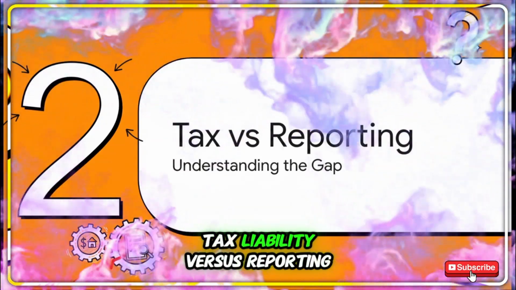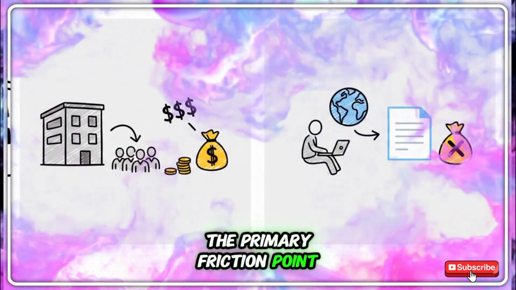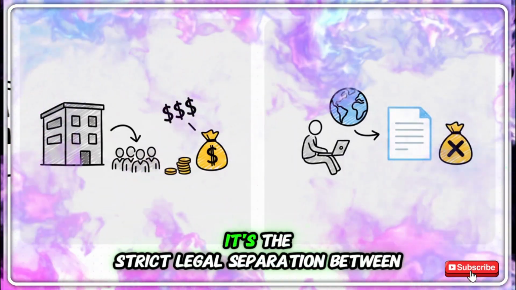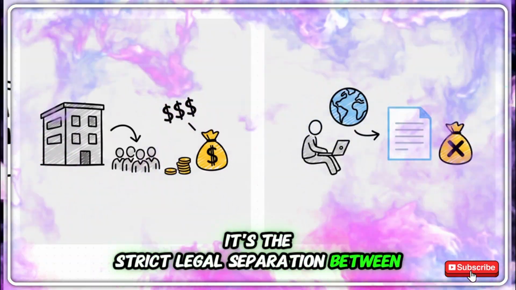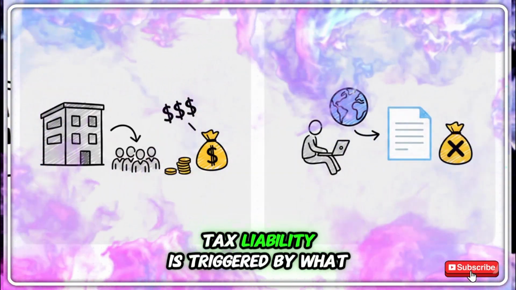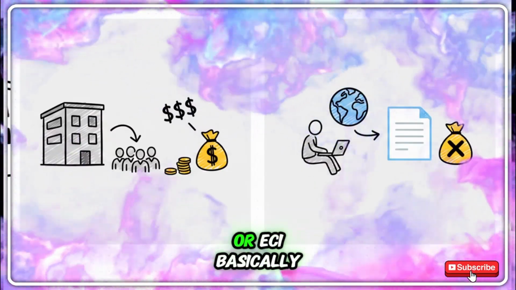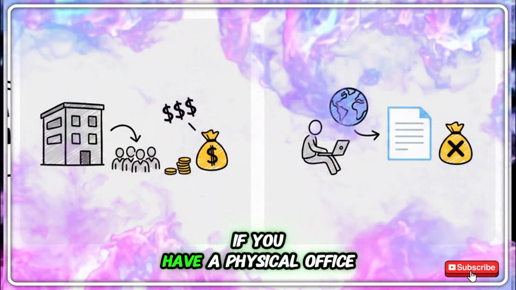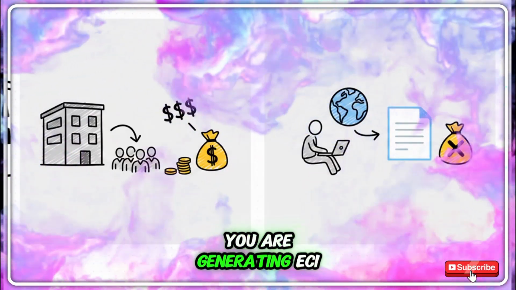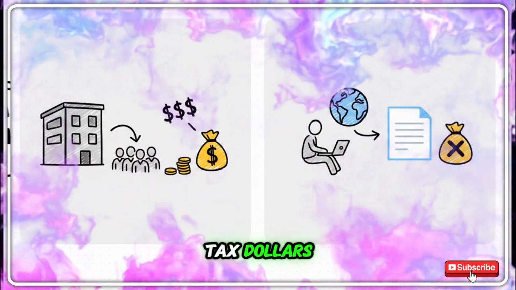Tax liability versus reporting. So this right here is the primary friction point. This is where most foreign founders get incredibly confused. It's the strict legal separation between tax liability and informational reporting. Tax liability is triggered by what experts call effectively connected income, or ECI. Basically, if you have a physical office in Texas or employees working in New York, you are generating ECI, and that creates a requirement to actually hand over tax dollars.